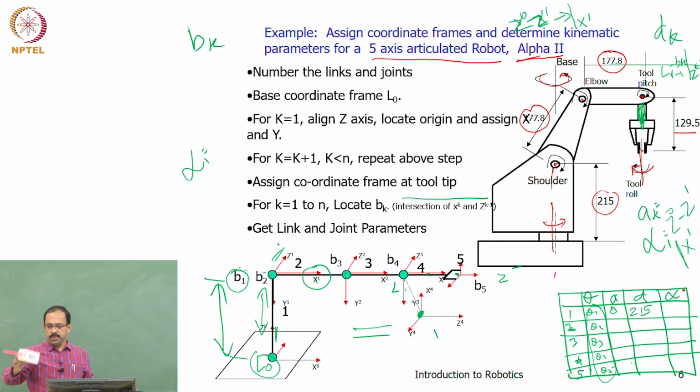So what will be alpha 1? Alpha 1 will be minus 90. Okay. So alpha 1 is minus 90. You have to do the same procedure for all the joints, then you will be getting all these parameters. Yeah, each one we have to see.